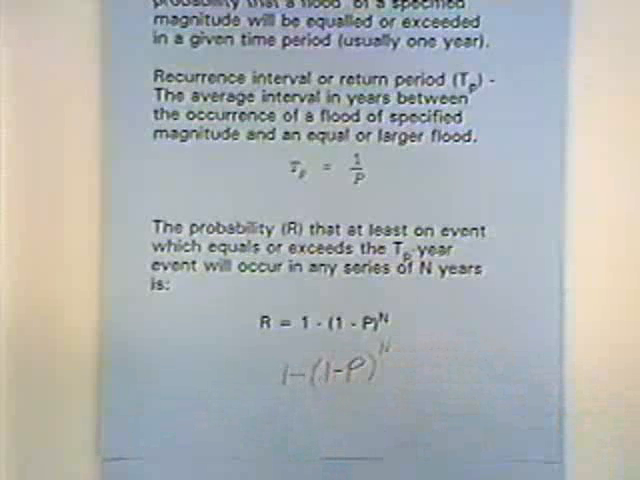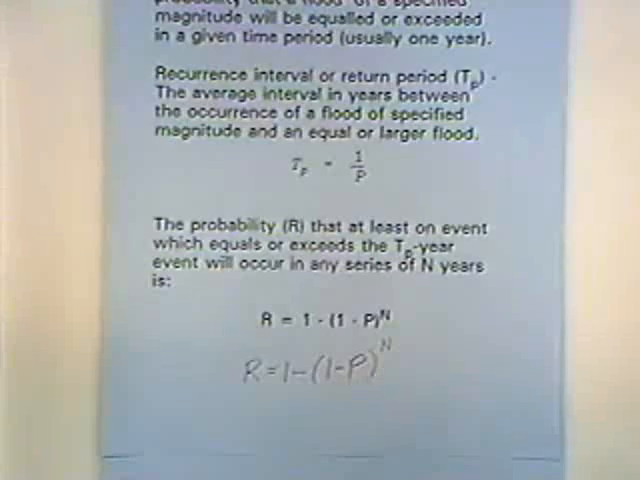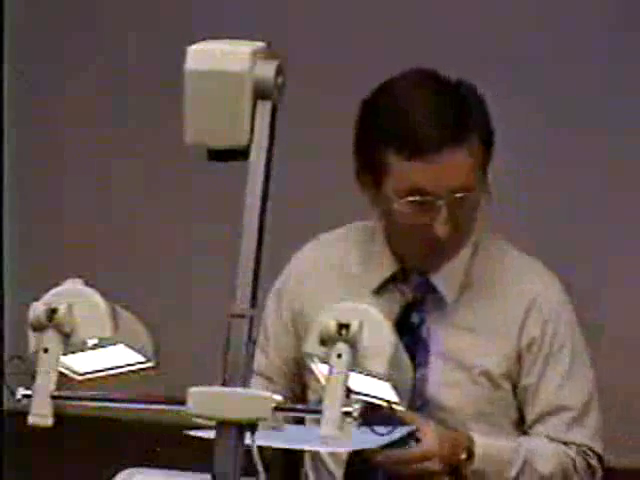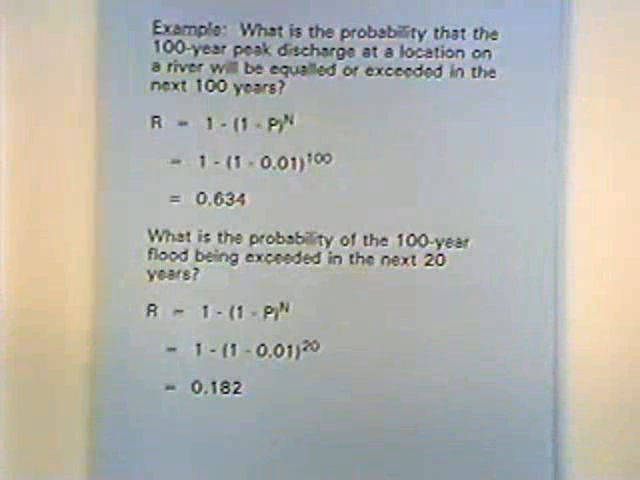And then 1 minus (1 minus P)^n would be the probability that that given magnitude flood will be equaled or exceeded in any series of n years. And we call that the risk. And so that's the risk formula. And using the risk formula, in this example, what's the probability that the 100-year peak discharge, excuse me, at a certain location on a river will be equaled or exceeded in the next 100 years? We're using the risk formula.